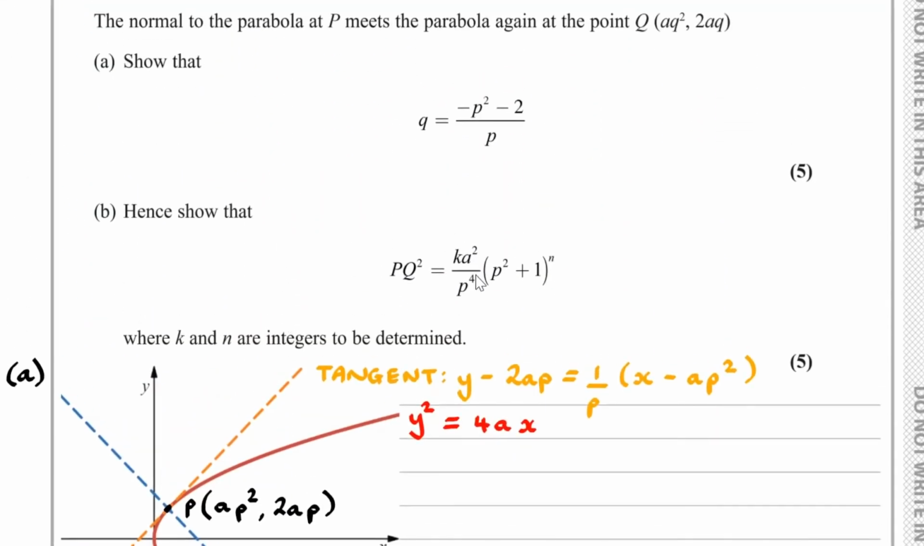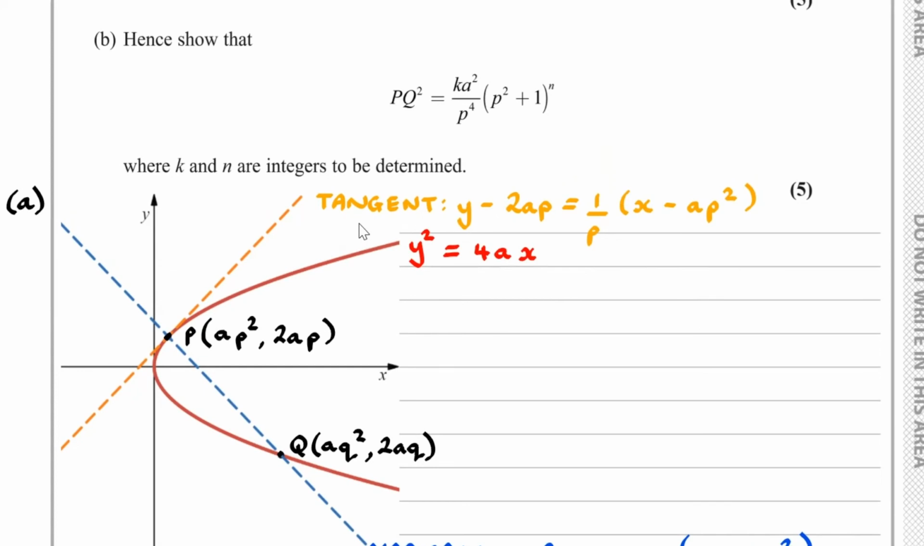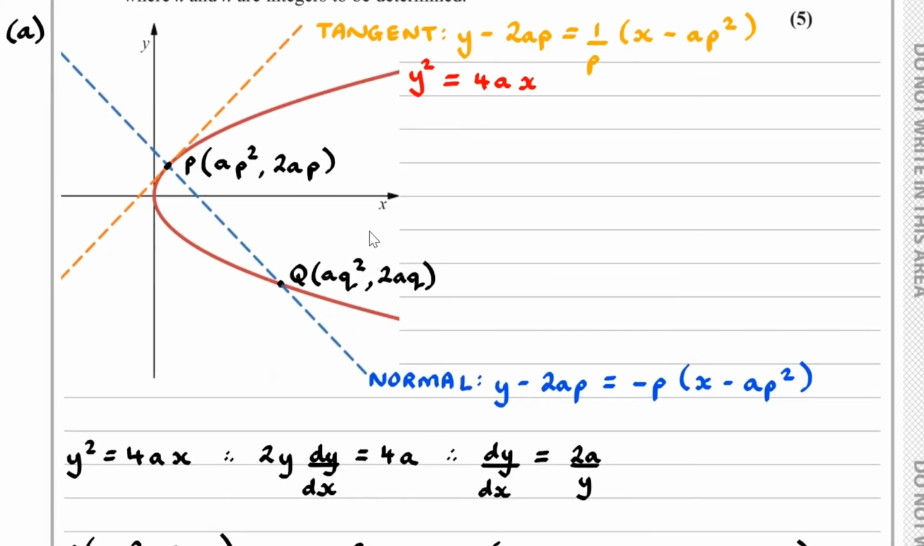And now for part b: hence show that PQ² = ka²/p⁴ (p² + 1)ⁿ, where k and n are integers to be determined. Now to do this, we would require the use of Pythagoras.